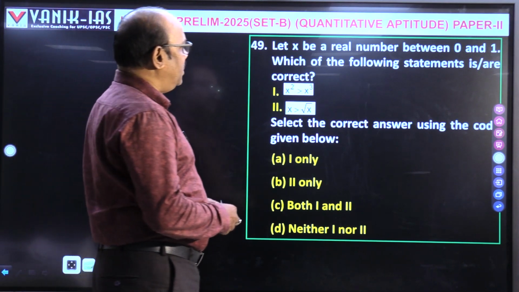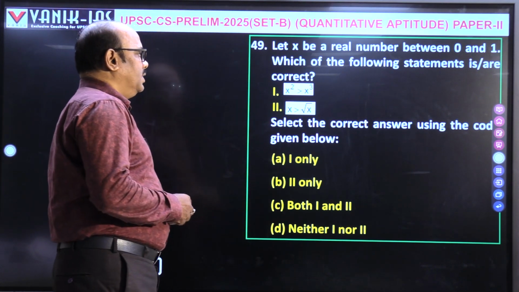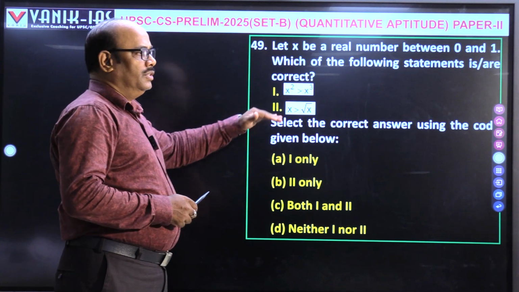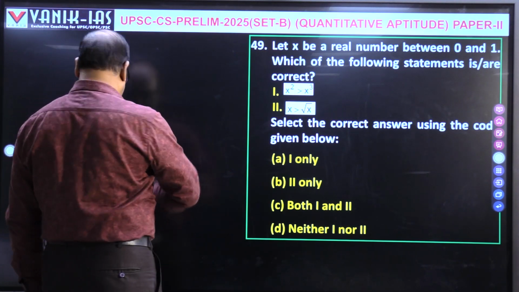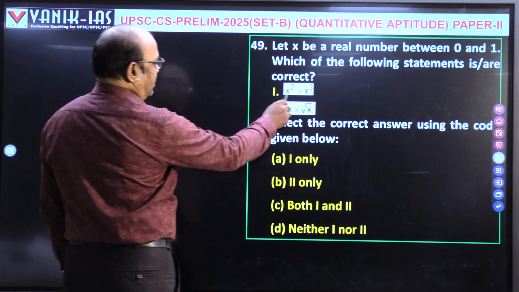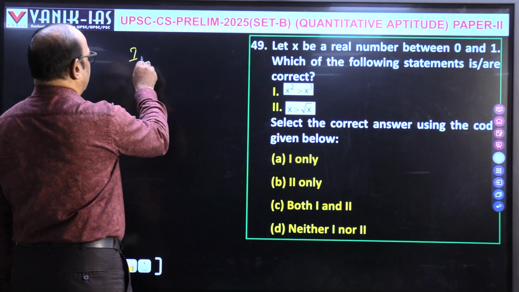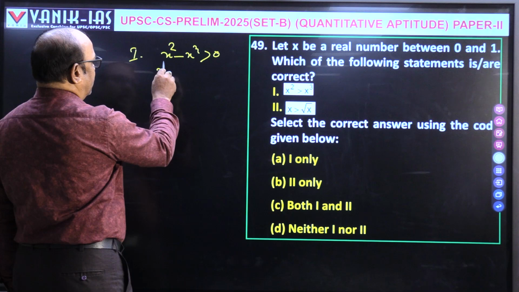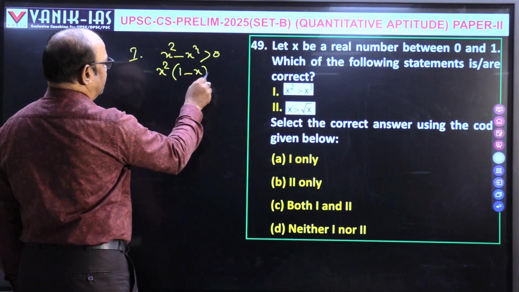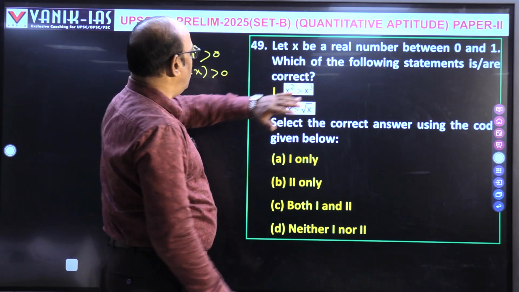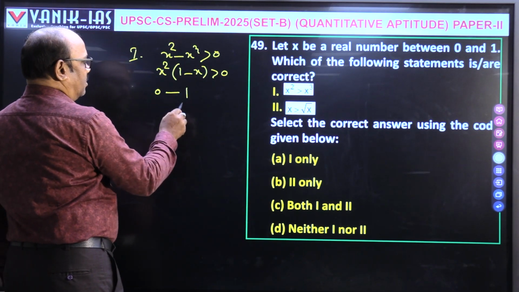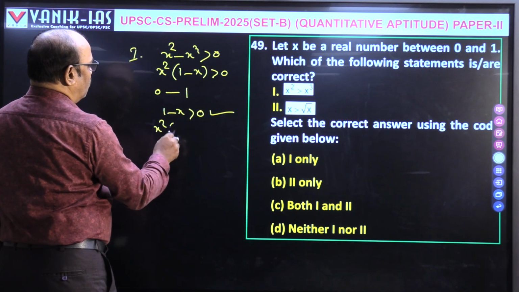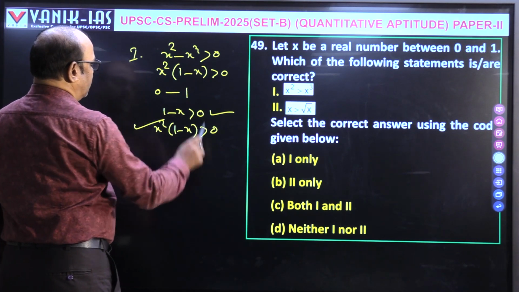Question 49. Let X be real numbers between 0 and 1. Which of the following statements are correct? X square is greater than X cube, and they are real numbers. Real numbers can be positive, can be negative. So consider the first case. If X square is greater than X cube, that means X square minus X cube must be greater than 0. Take X square common, so 1 minus X must be greater than 0. If X lies between 0 and 1, then 1 minus X is positive, so X square into 1 minus X is also positive. So the first one is correct.